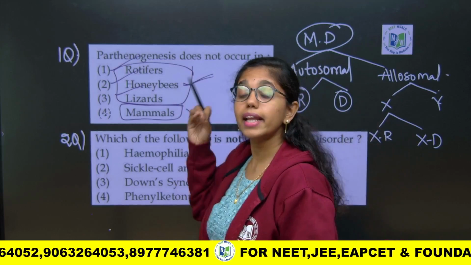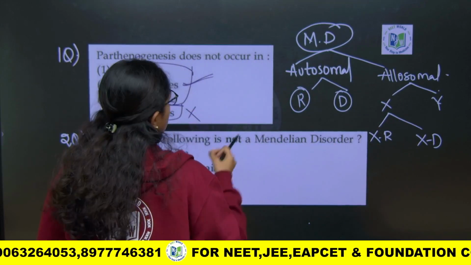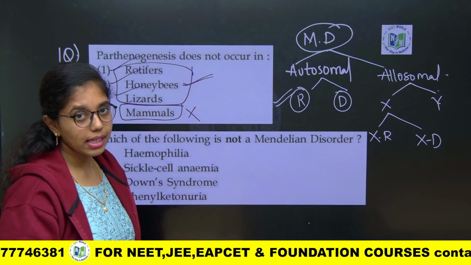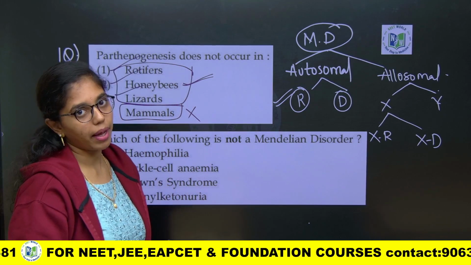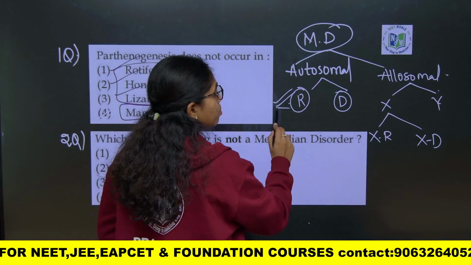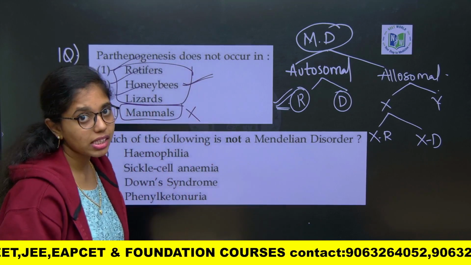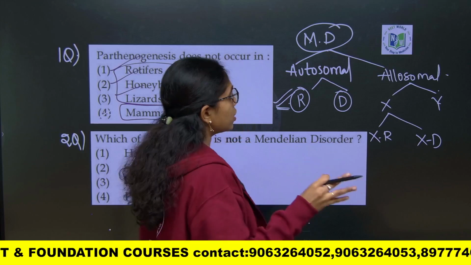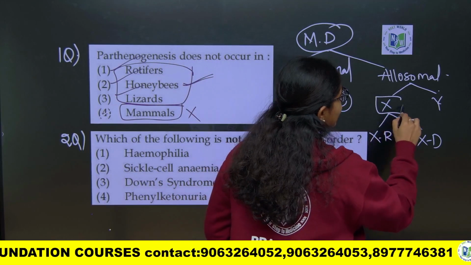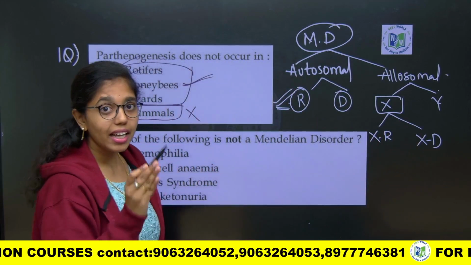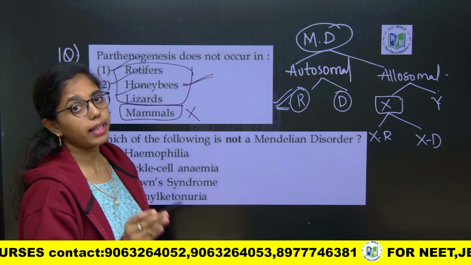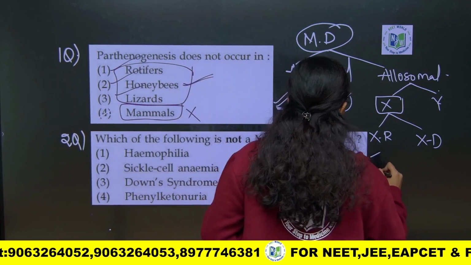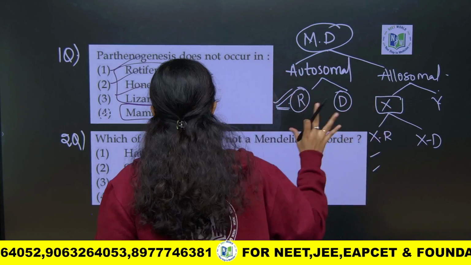Let us quickly recall all the Mendelian disorders. Autosomal recessive disorders include phenylketonuria, sickle cell anemia, thalassemia, cystic fibrosis. All these diseases come under autosomal recessive disorders. The best example of autosomal dominant is myotonic dystrophy. X-linked recessive diseases, most noted, are color blindness and hemophilia. Up till here, this should be in your mind.